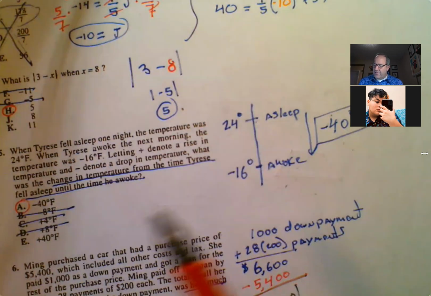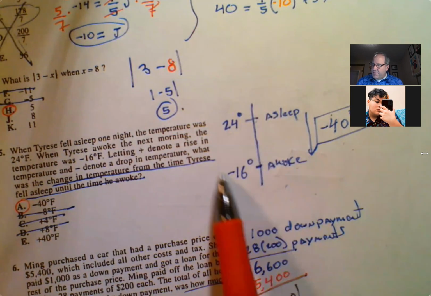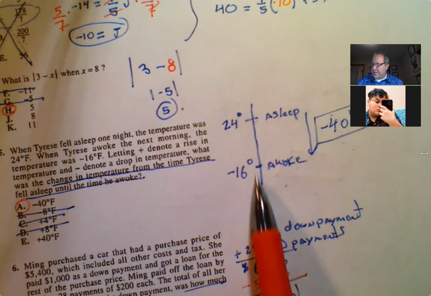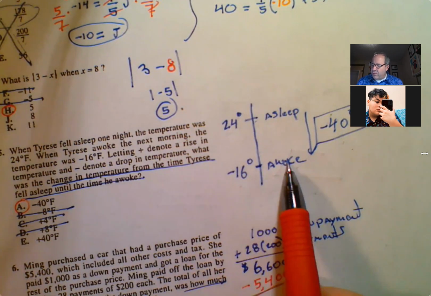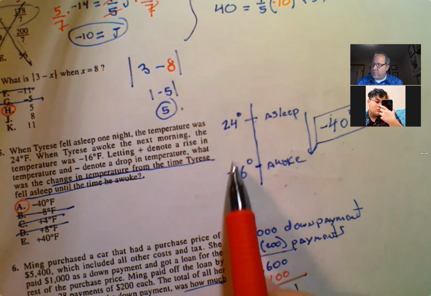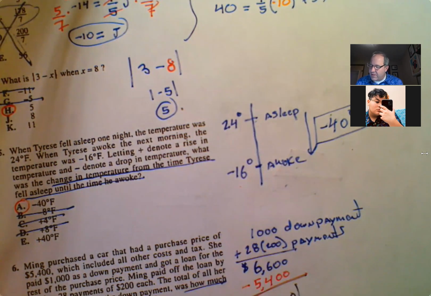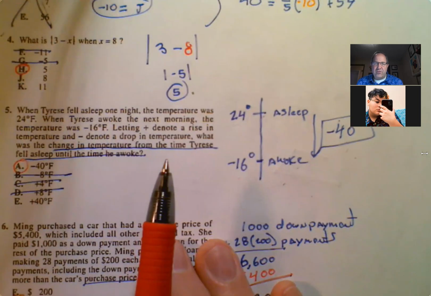Question number 5. I like drawing a picture. When I saw temperature, I kind of thought of a thermometer, right? And we were told that when we awoke, it was -16 degrees, and when we were asleep, it was 24 degrees. You've got to be careful because you could pick the exact wrong answer here.